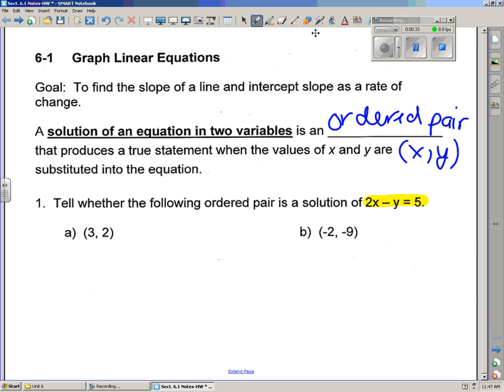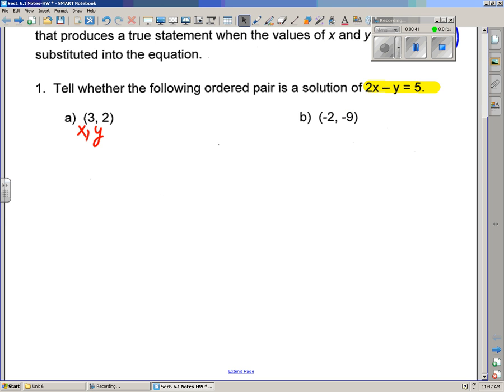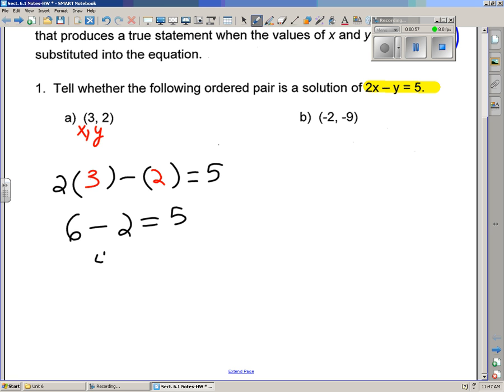Tell whether the ordered pair is a solution to this particular equation. Well, every ordered pair gives you an x value and a y value. All that you need to do is plug in the x value and the y value into the equation, do the math to figure out if what comes out is what you're supposed to get. So 2x minus y, does it equal 5? 2 times 3 is 6. 6 minus 2 is 4, but 4 does not equal 5, so this ordered pair is not a solution. The answer would be no.